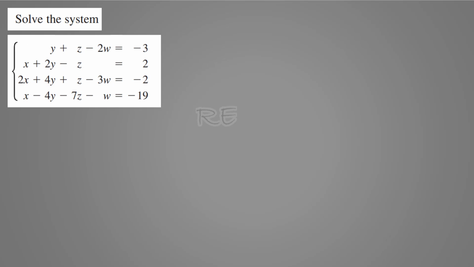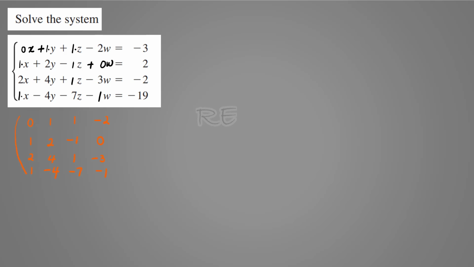To solve the system, let's first replace the missing variables by 0. So there's no x. We're going to place 0x as the first entry. There's no w in the second row. We're going to replace it by 0w. First, we write the augmented matrix.